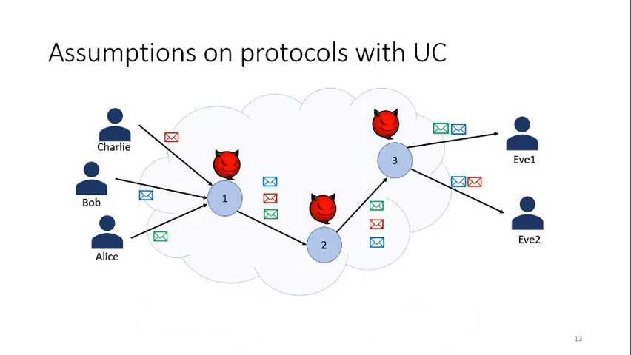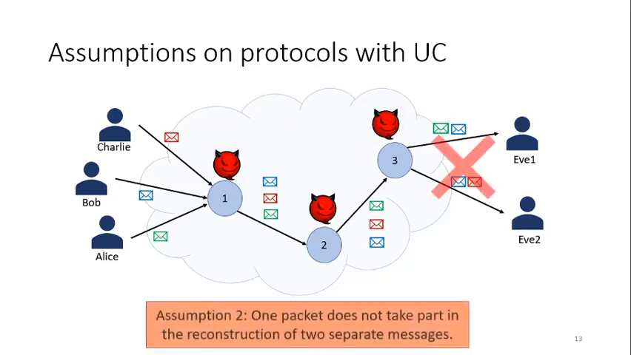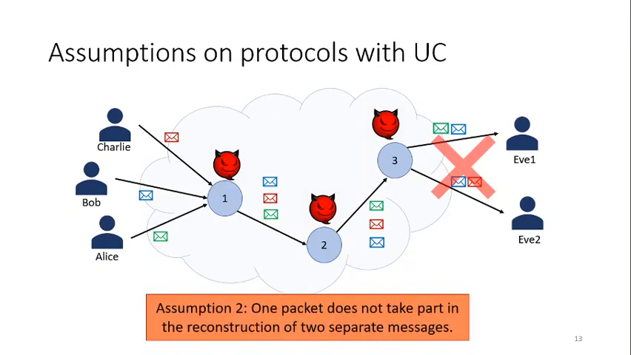Next, here we see that Bob's blue packet is used to reconstruct the message that is sent to Eve 1, and also the message that is sent to Eve 2. And we are saying that is not allowed. So one packet does not take part in the reconstruction of two separate messages. In this case, Bob's blue packet should not be used to reconstruct both the message from Alice and the message from Charlie.